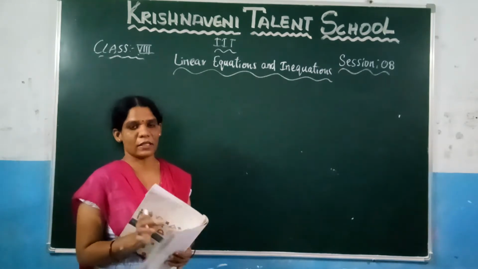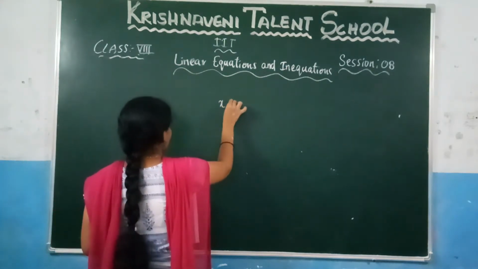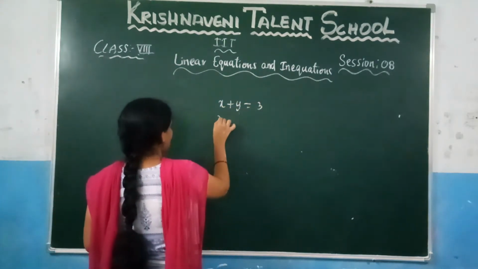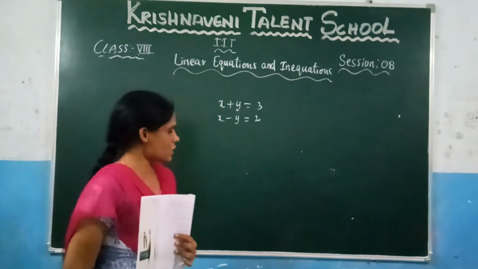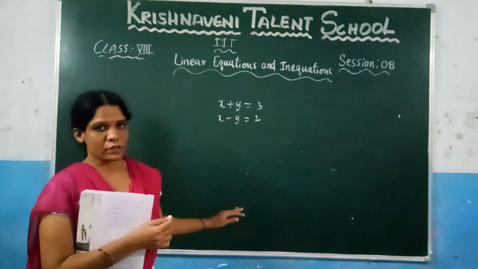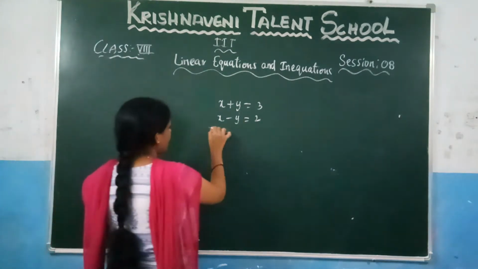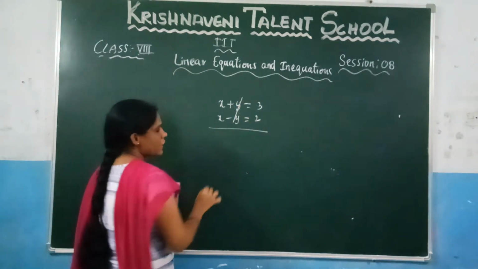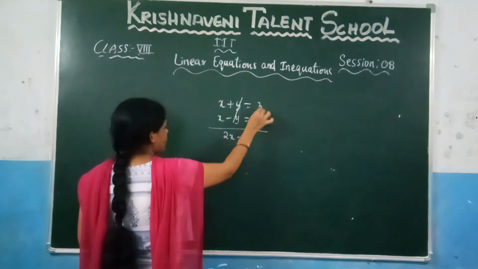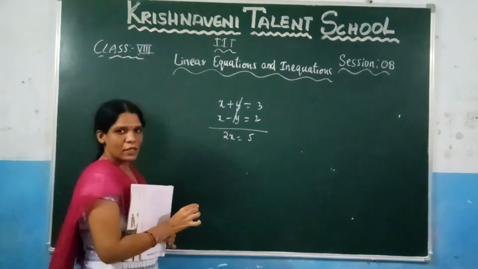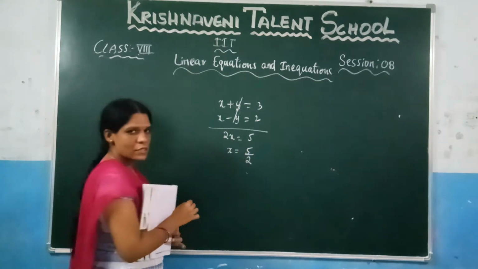Let us see once again. By the elimination method, how can you solve? Let us consider two equations: x plus y is equal to 3, x minus y is equal to 2. If you want to solve these two equations by the elimination method, you need to eliminate one variable. So how do you eliminate here? You know that plus y and minus y will get cancelled. So x plus x, which is 2x, is equal to 3 plus 2, which is 5. Right? So the value of x is nothing but 5 by 2. This is the value of x.